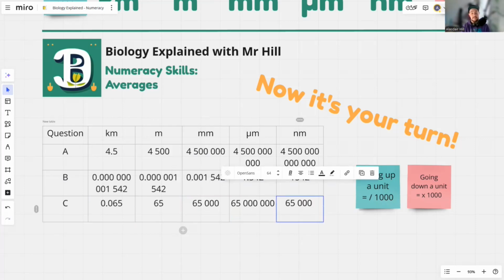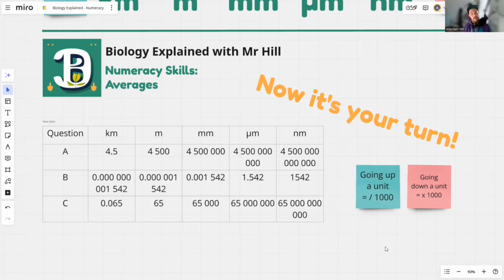1, 2, 3. 1, 2, 3. 1, 2, 3. And that becomes 65,000 million nanometers. Again, a really silly number. It will be inappropriate to use that unit. Great. So I hope that has been useful for you.